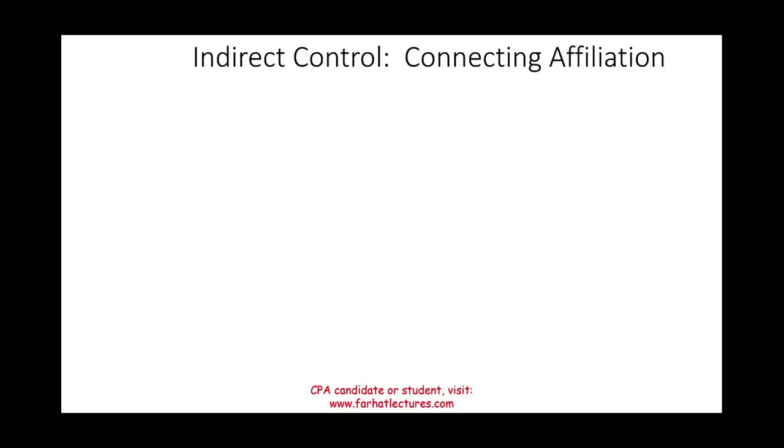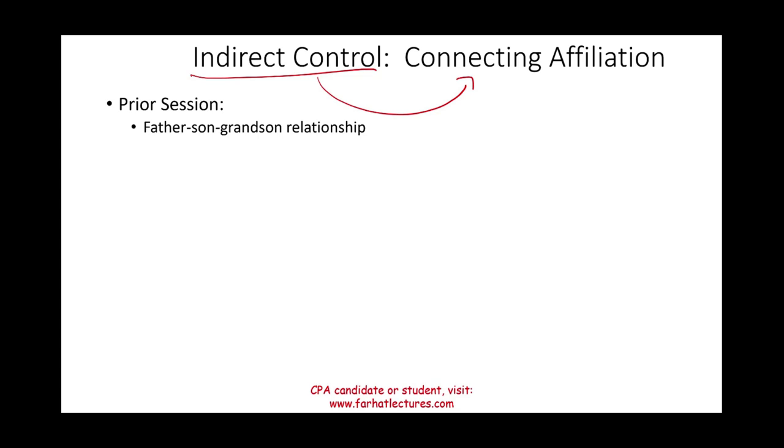Hello, and welcome to this session in which we will discuss indirect control, specifically under connecting affiliation. In the prior session, we looked at indirect control under father-son-grandson relationship. And what does that look like? It looks like something like this.